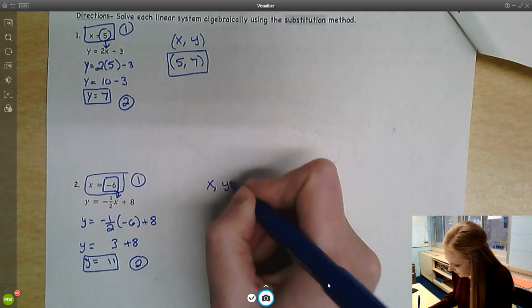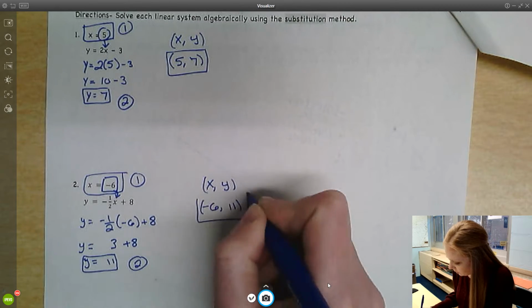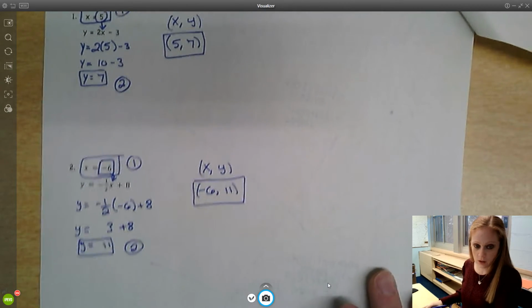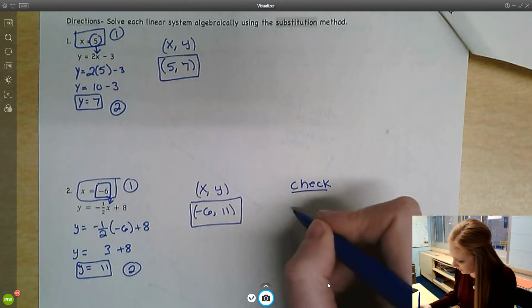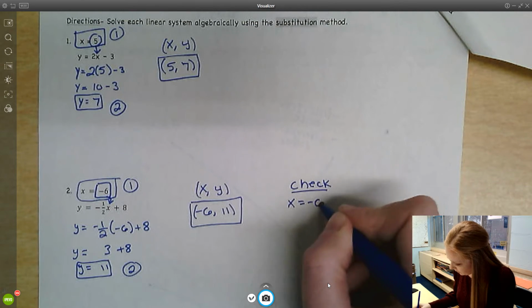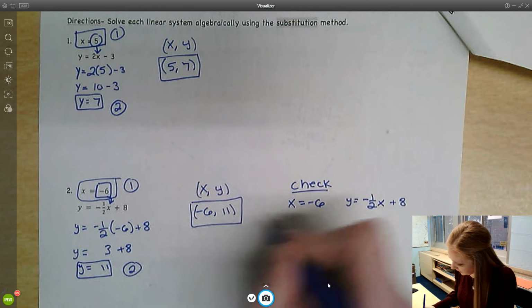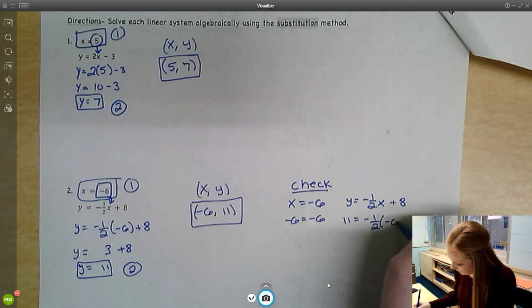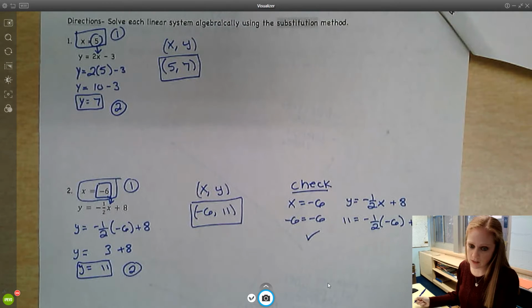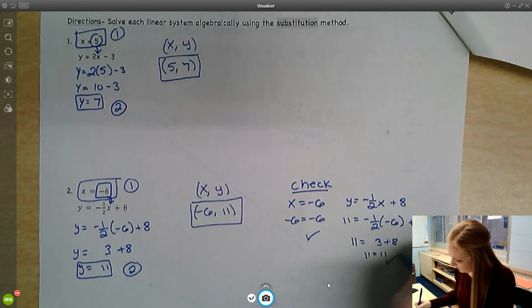Every solution is written as x comma y. So in this case, our x is negative 6 and our y is 11. So our solution is negative 6 comma 11. Okay, and I will show you the check for this one. We'll just do that every once in a while. For the check, you're just going to rewrite both equations. Plug in negative 6 for x. Plug in 11 for y. And see if they balance out. Well, negative 6 does equal negative 6. And over here, negative 1/2 times negative 6 is going to be 3. 3 plus 8 is 11, so that one checks out as well.